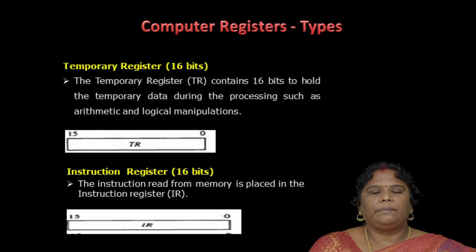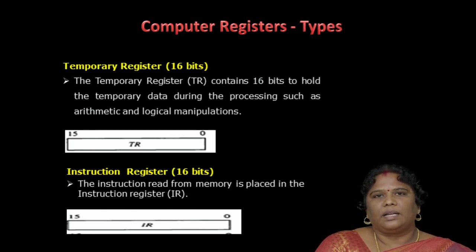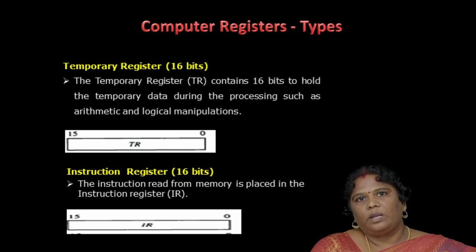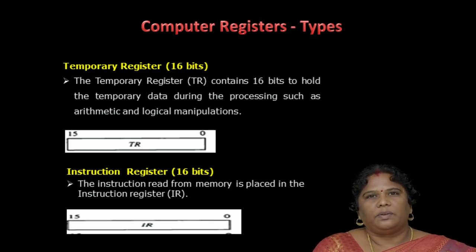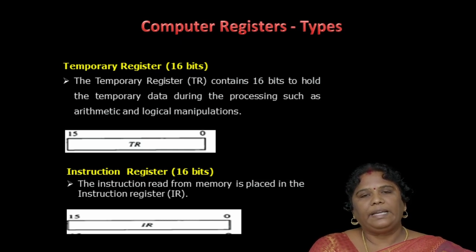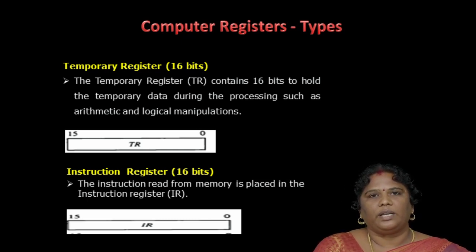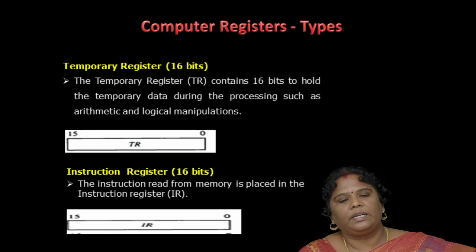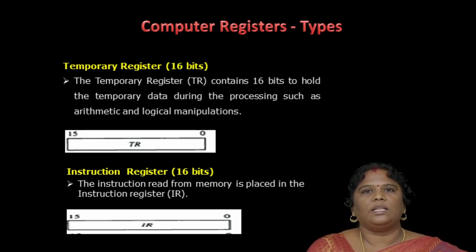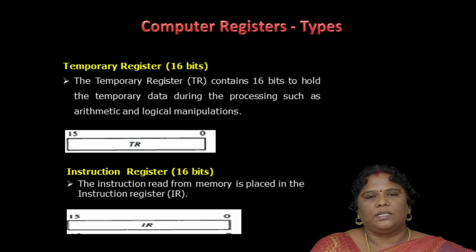Next one, the temporary register. The temporary register contains 16 bits. It holds temporary data during processing, such as when we perform arithmetic and logical operations. The partial result of the logical and arithmetic operations is temporary data, and it is stored in the temporary register. It is the same size as the data register, so it holds 16 bits.